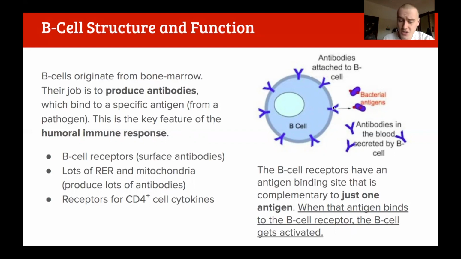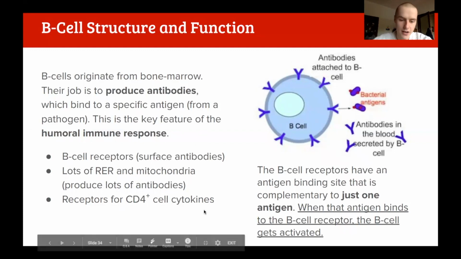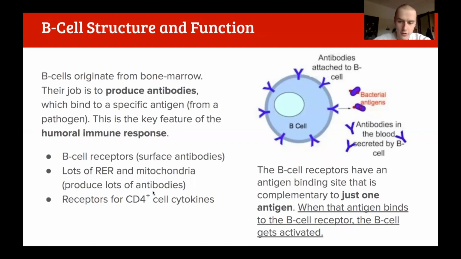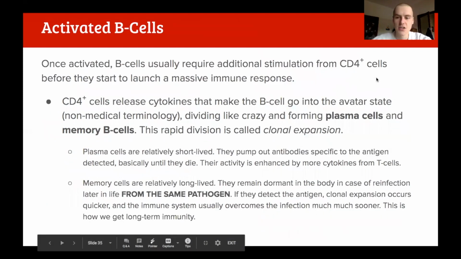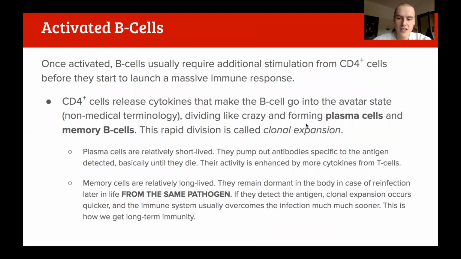When that antigen binds to them, the activation of the B cell begins. However, there's two steps to the activation of a B cell. The first is antigen activation, and the second is activation by cytokines. And these cytokines usually come from a T helper cell, or also known as a CD4 plus cell. Now, once they do get activated, they start to divide like crazy. They divide to form plasma cells and memory B cells, and we call this process clonal expansion. That's because the cells that are produced are clones. They're exactly identical to the original B cell, and the antibodies that they produce are also the same antibodies.